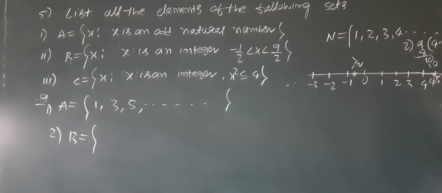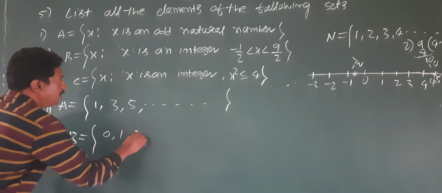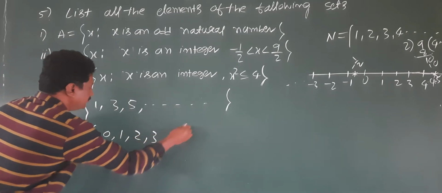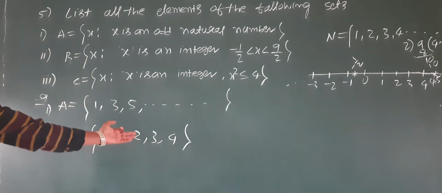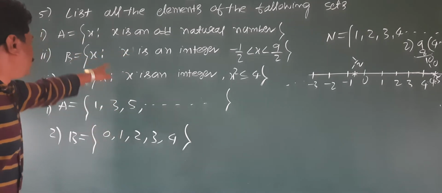You collect integers between -1/2 and 4.5. Tell me integers between -1/2 and 4.5. 0, 1, 2, 3, 4. Correct? You collect that. So these are the elements of set B.